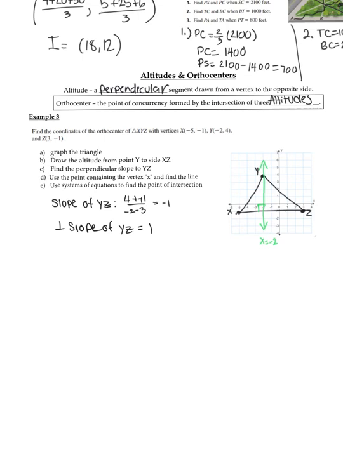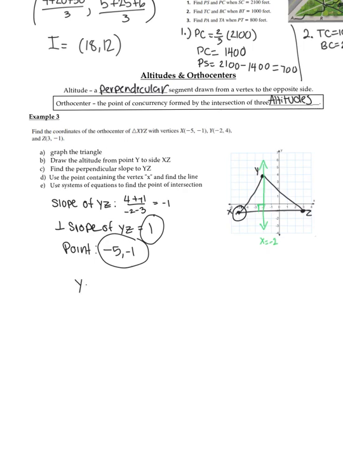Now I need to figure out which point I'm going to use. Since altitudes go through the opposite vertex, I know that it's going to go through the point X, which is -5, -1. So I know I'm going to use the point -5, -1, and now that I have my slope and my point, I'm going to plug it into point slope form. So again, that's y minus y1 equals m times x minus x1.